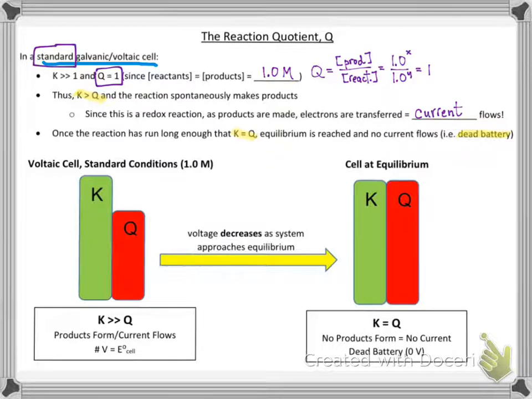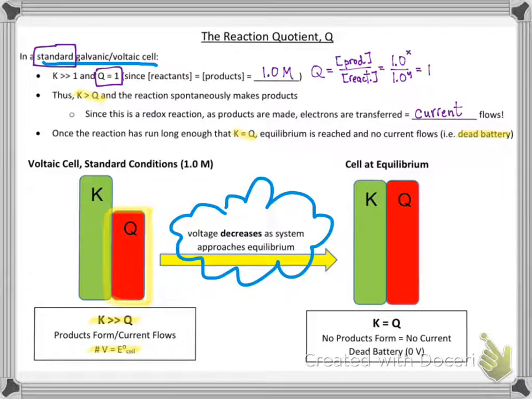So if you look at that visually, comparing K versus Q, this would be the preferred amount of products at equilibrium, but under standard conditions, you have less products than that. That's why it's going to spontaneously make products. So the voltage is going to flow. Remember writing alphabetically, so as we go from reactants to products, our current is flowing because products are forming, and this is where your voltage is equal to the standard cell potential. The voltage is going to decrease as the system approaches equilibrium. We will talk more about that when we talk about the equilibrium at non-standard conditions. But the idea is the standard conditions, cell runs, voltage flows until K equals Q, and now you have a dead battery.